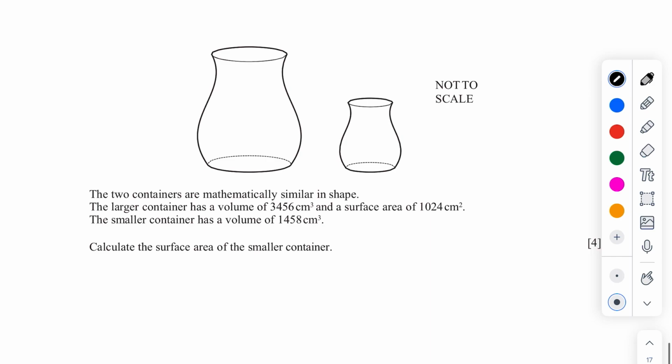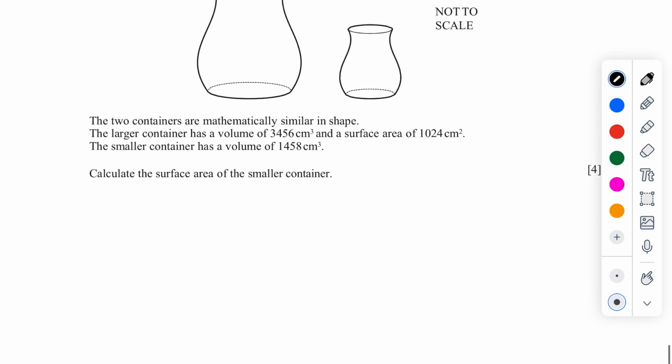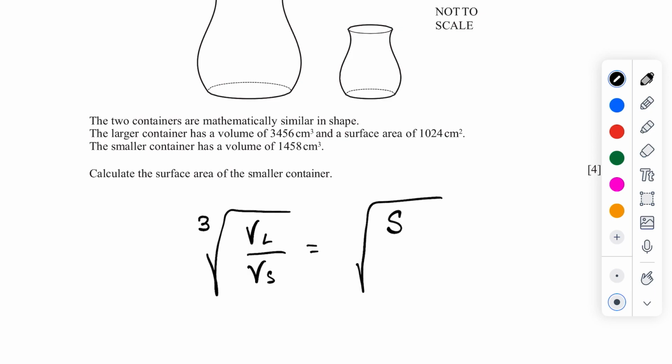Question number 19. He has given volume and he's asking about the surface area. So the formula is cube root of volume of the larger one divided by volume of the smaller one equals square root of surface area of the larger one divided by surface area of the smaller one.